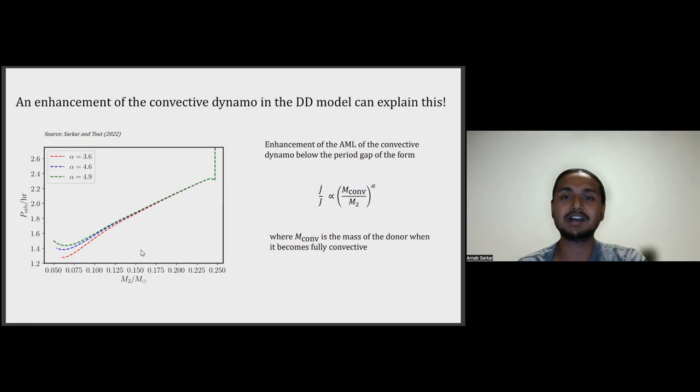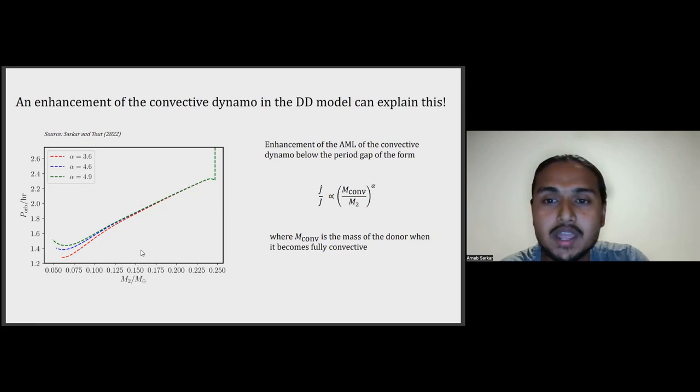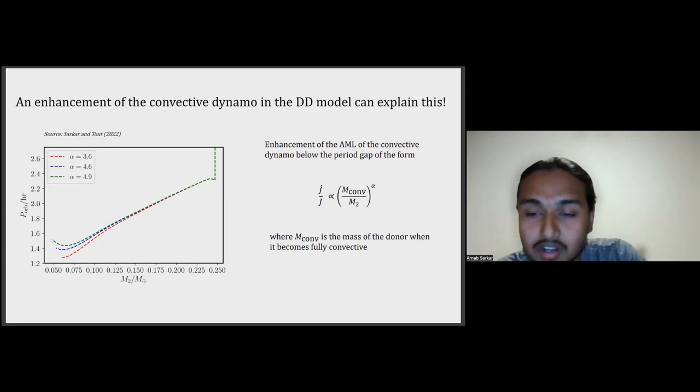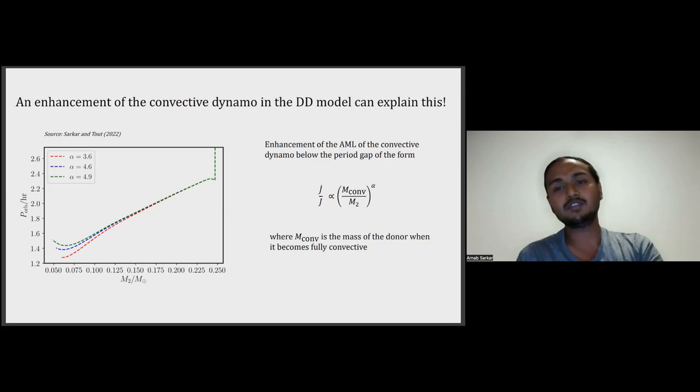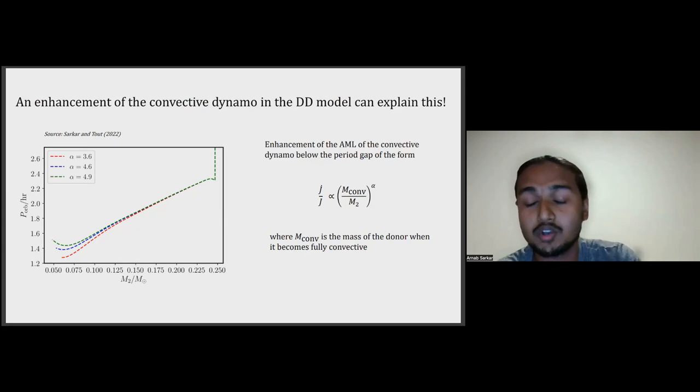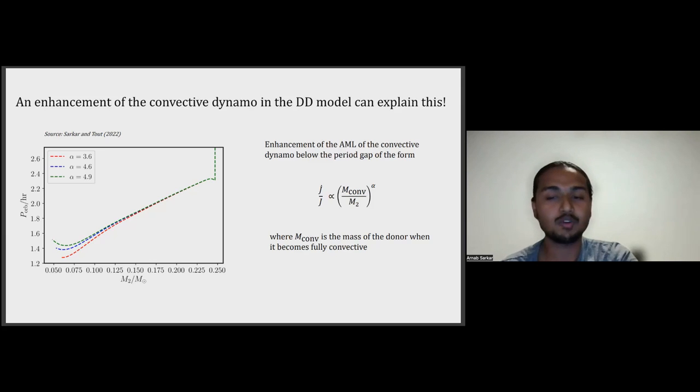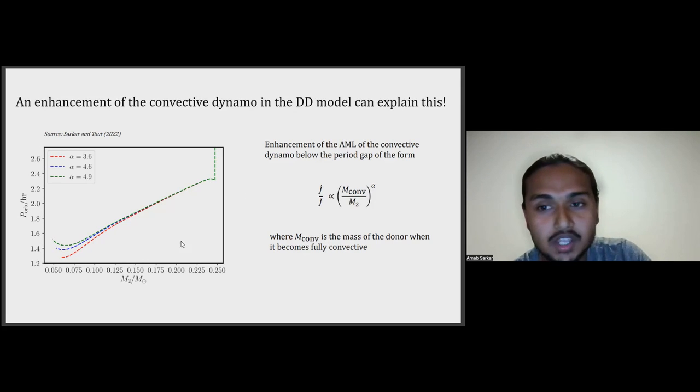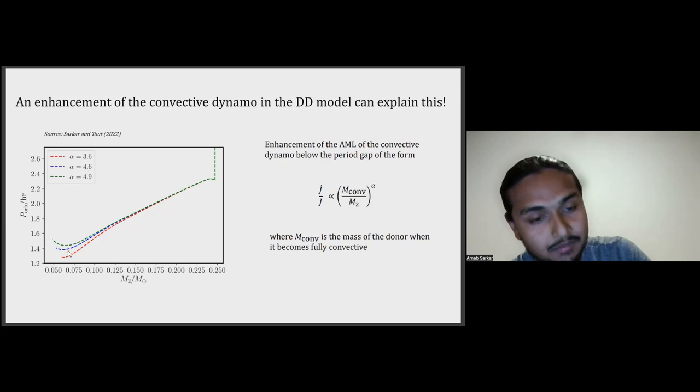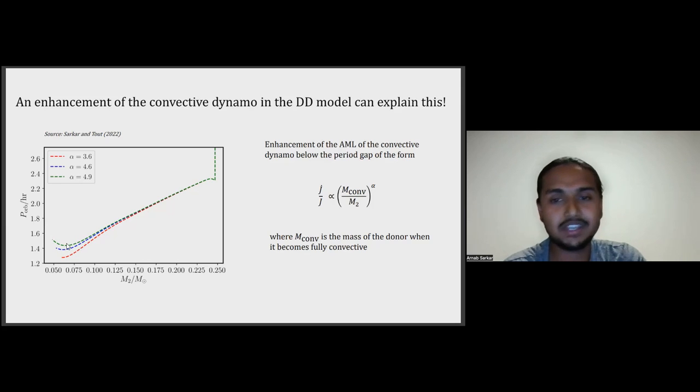How we model this is by enhancing the convective dynamo by this proportionality constant, which is quite ad hoc. We multiply our angular momentum loss due to the convective dynamo by (m_conv/m) raised to the power alpha, where m_conv is the mass at which the star becomes fully convective, which is around 0.2 to 0.3. And by changing alpha, we can get where we have our period minimum. So you see that for 3 alphas, you have 3 different orbital period minima, and we can tweak it to get what we want. So I think for 4.6, we get around 82 minutes.